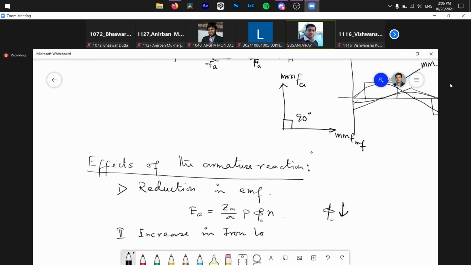You know what are the iron losses? What are the iron losses generally we have for DC machines or any machine? Hysteresis and eddy current loss. Eddy current loss and hysteresis loss. Now, the first thing that comes to mind is why at all the iron losses will take place, because this is a DC machine.